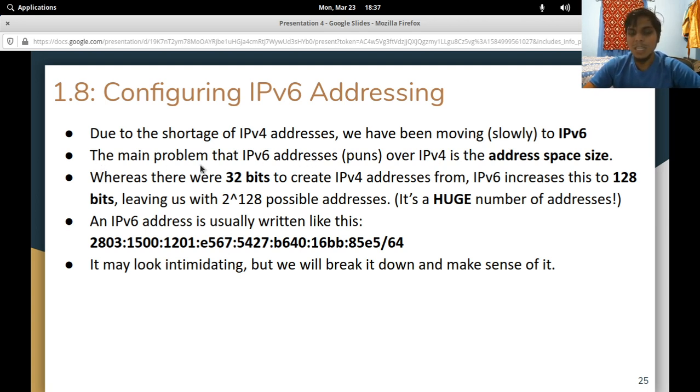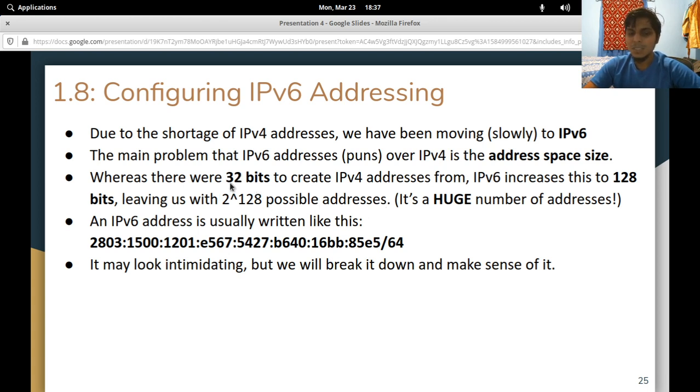So the main problem that IPv6 addresses, it's a pun, you see the pun, the main problem that it addresses over IPv4 is the address space size. Whereas there were 32 bits to create IPv4 addresses from, remember our 32 bits that we subnetted from, every IPv4 address has 32 bits. IPv6 increases this to 128 bits. That is a lot more bits, leaving us with 2 to the power of 128 possible addresses.